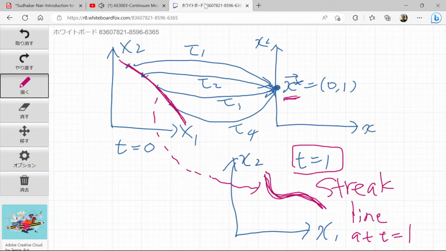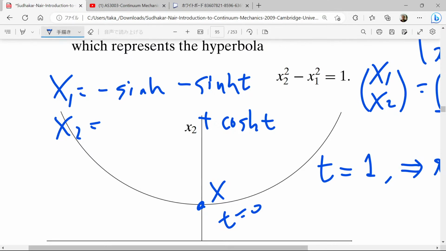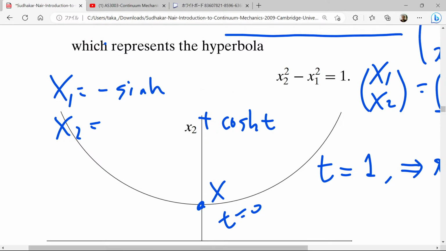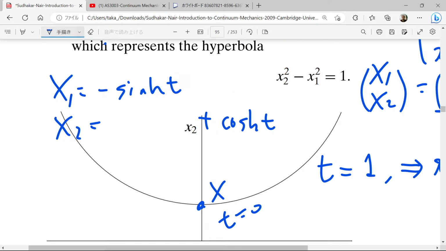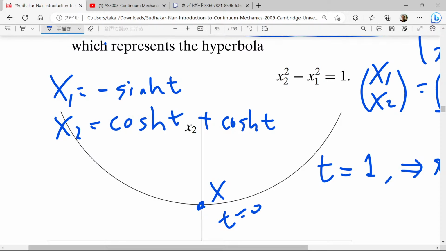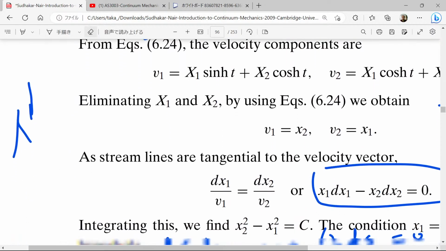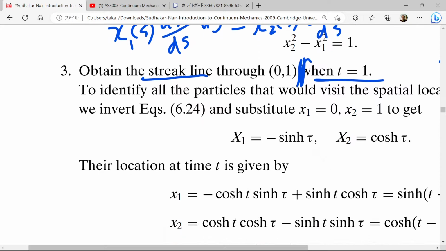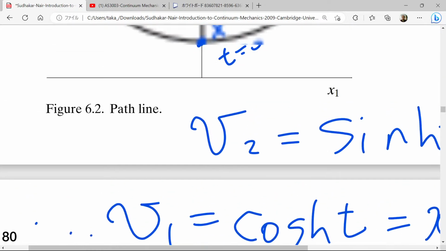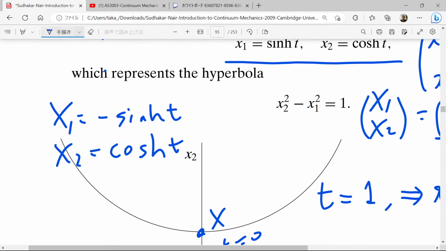Okay, so this is sinh t and cos t. I hope this is correct. Let me see. Yeah, minus sinh t cos t. Then we change t to tau because t can be anything.